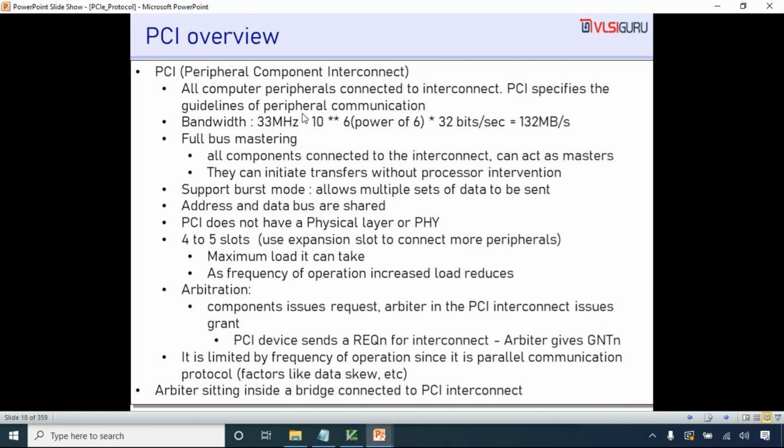PCI specifies the guidelines for peripheral communication. See, what is the bandwidth we can get from PCI? It can work at 33 megahertz. Since it's mega, I've taken 10 to the power of 6 factor, and the data bus width is 32 bits. So you can maximum get 132 megabytes per second. If you convert 33 megahertz times 32 bits per second, you get 132 megabytes per second. If you compare with the speeds we are talking about in PCI Express, it is significantly lower.